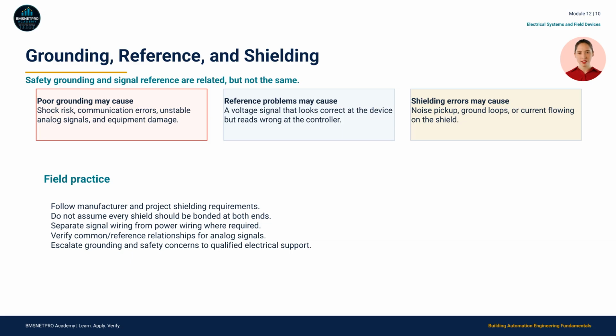Grounding is also a safety topic. BAS teams must know when a symptom points to an electrical design or safety issue that belongs with qualified electrical support.